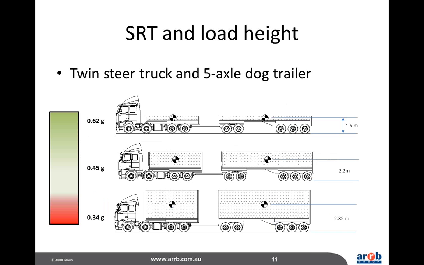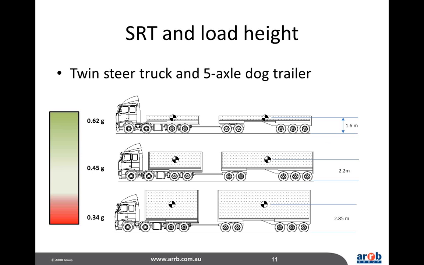In the next slide, I'll show you what happens when we reduce the height of the load. We started off with the centre of gravity at 2.85 metres, and we got an SRT of 0.34 Gs. When we reduce our centre of gravity to 2.2 metres, which does require quite a substantial reduction in the total height, the SRT goes right up to 0.45 Gs, and it's even more dramatic as we reduce the centre of gravity height even further.